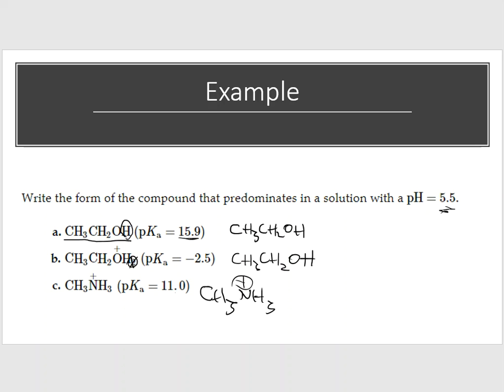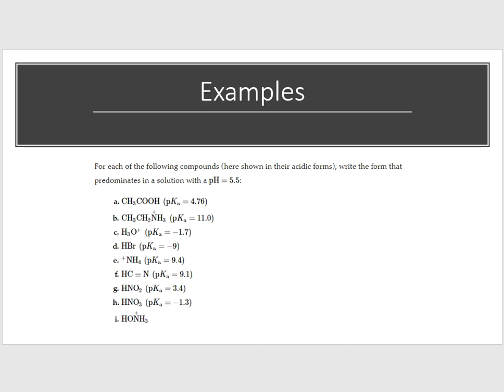So again, these are the types of questions that you might see in the assessments online. It's also the types of questions that you'll see in the tests that I'll give out too that correspond to this lecture material. Here's another example. For each of the following compounds, write the form that predominates in a solution with a pH of 5.5. So again, it's the same types of questions, but it's just more chances for me to practice what I have learned so that I'll feel a little bit more comfortable with it, and that's what we're going to do.